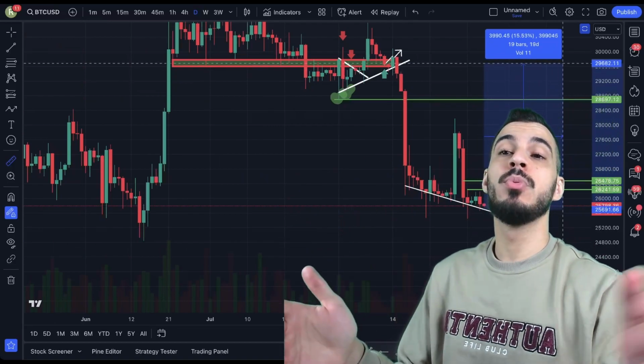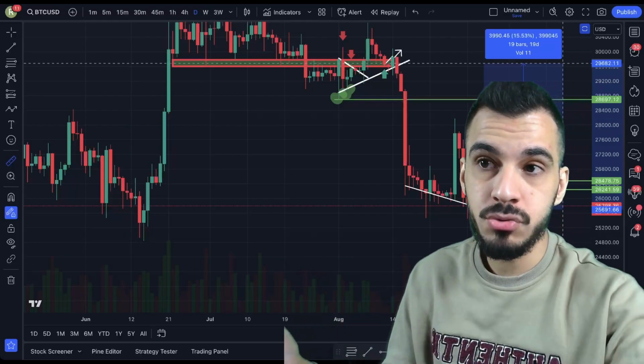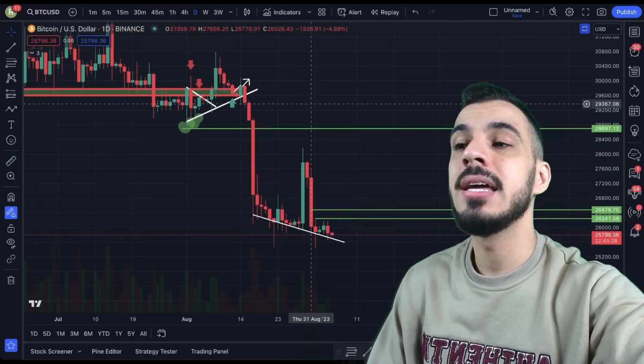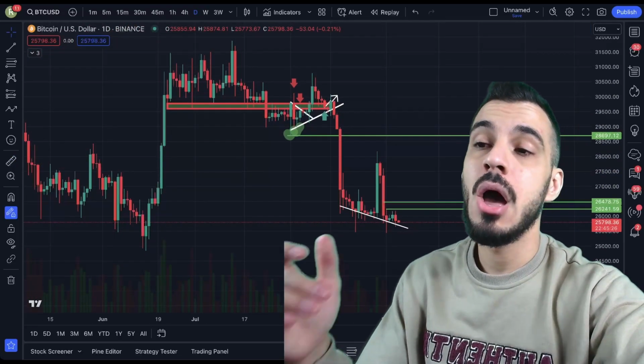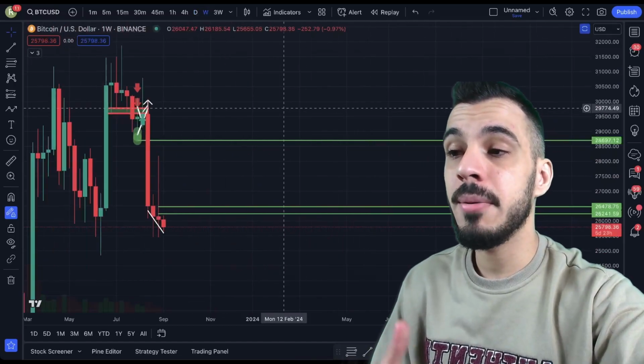So for example, we could come all the way up to 29,700, be rejected by this resistance right here, and then start going to the downside once more, because on the weekly time frame we are bearish.